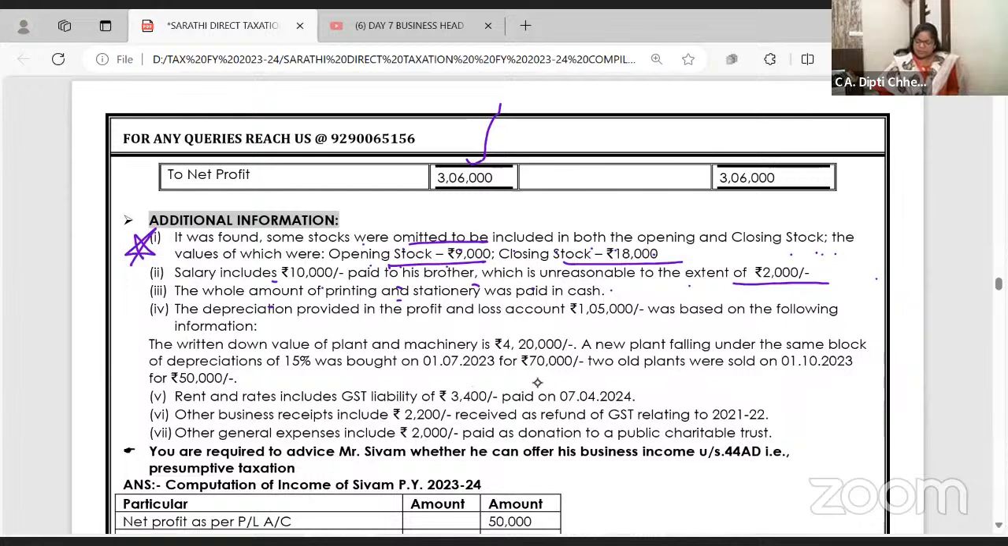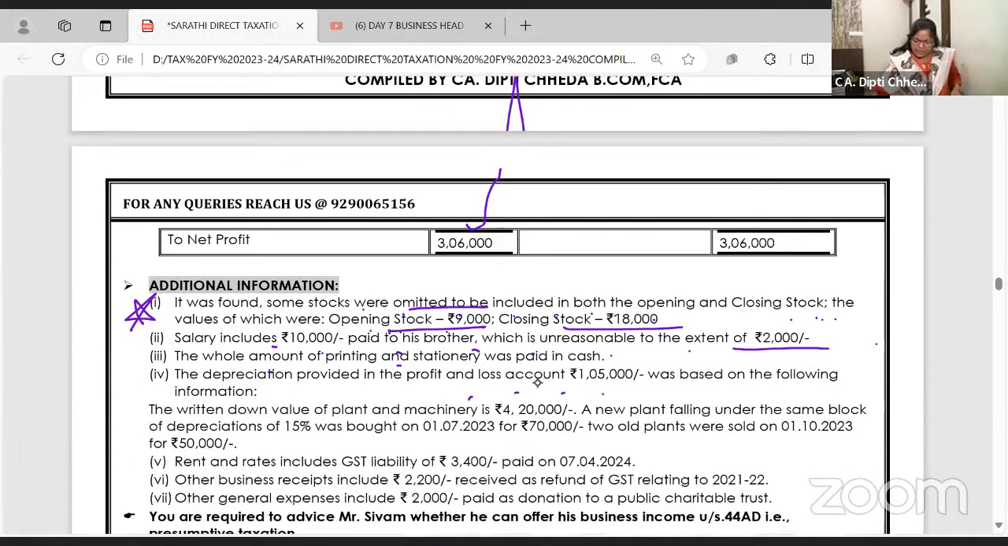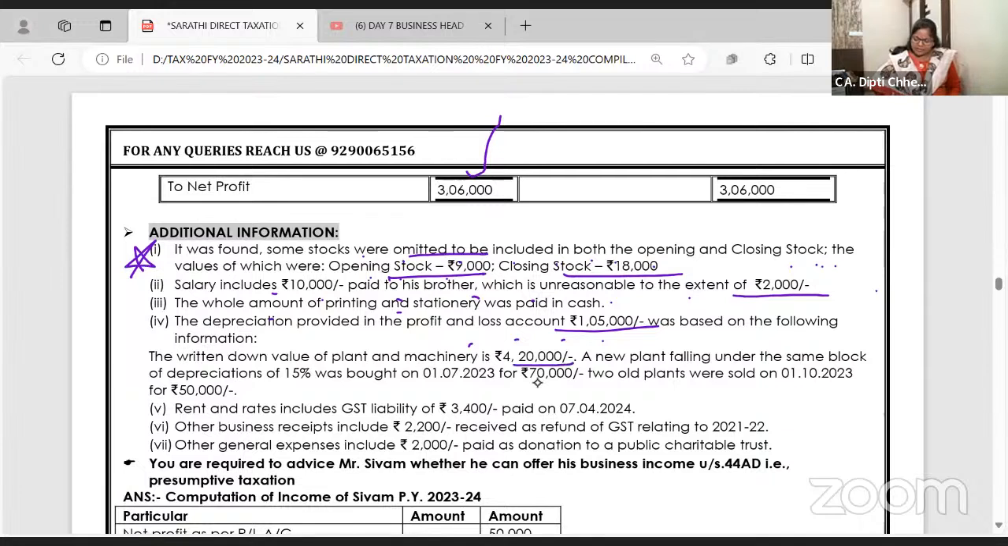Not allowed above 10,000. Depreciation in the books is 1,05,000. Okay. Then for that depreciation, this is as per books. But what is WDV 420? A new plant is purchased in July. So July means used for more than 180 days, full year's depreciation. 2 plants are sold. Opening, purchase, sale, balance, charge the depreciation. That will give you depreciation as per income tax, which is allowed. Depreciation as per books, not allowed.